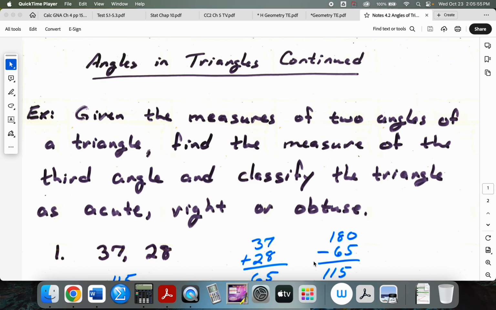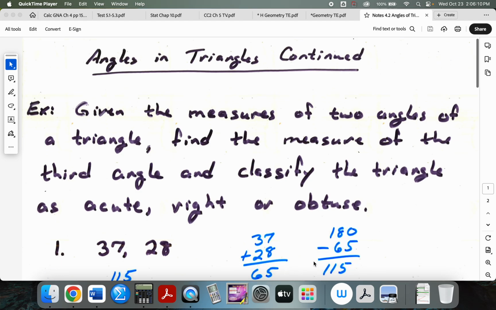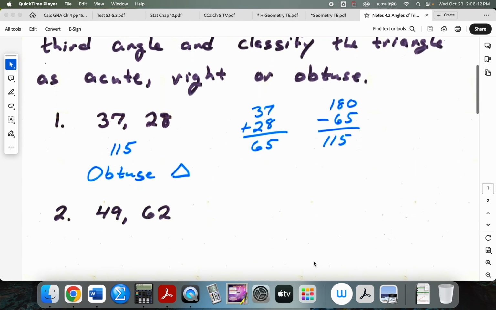So continuing on, just with some additional examples. Here we're given the measures of two angles of a triangle. They want us to find the measure of the third angle and then tell what kind of a triangle we have, whether it's acute, right, or obtuse. I've done the first example for you.